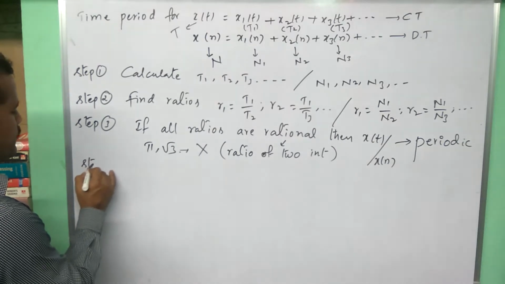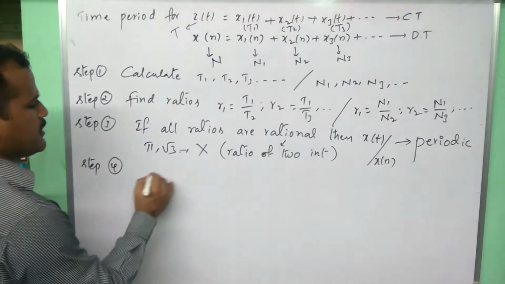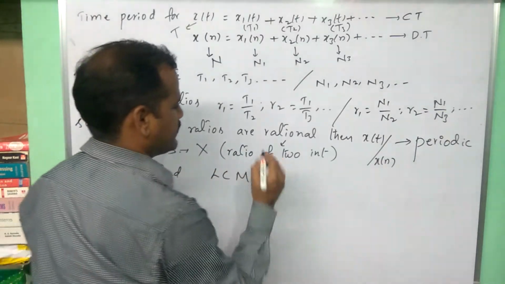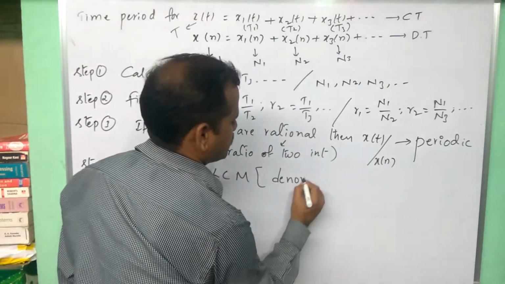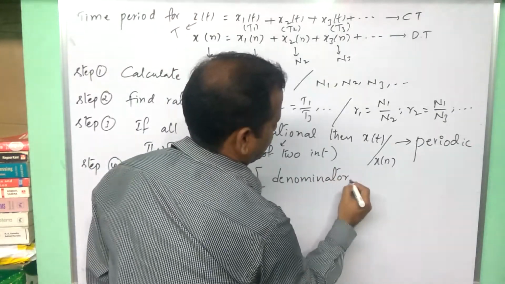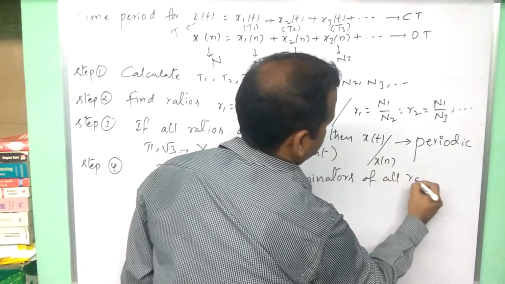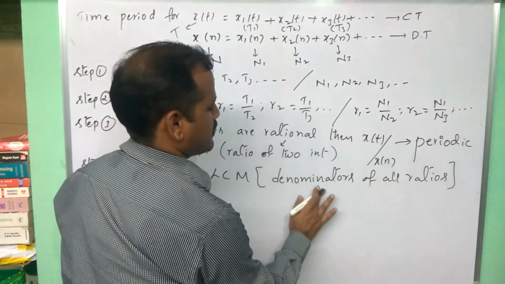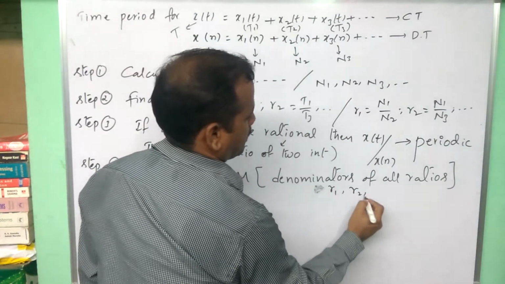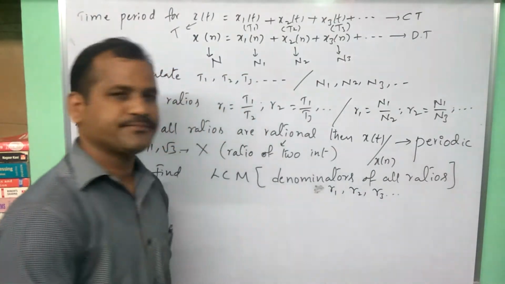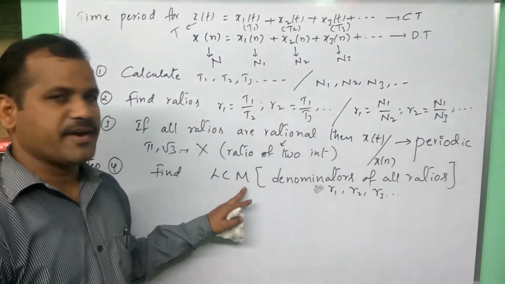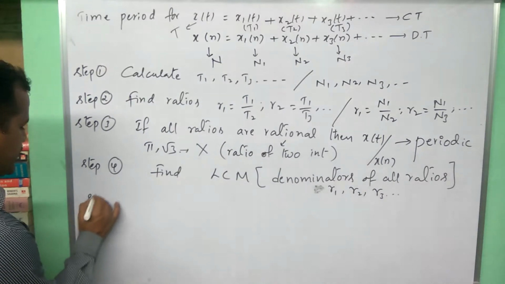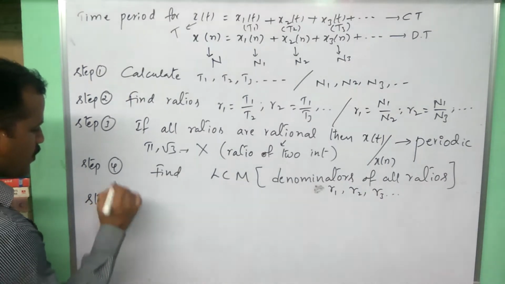In step 4, what we will do is find the LCM of denominators of all ratios like R1, R2, R3 and so on. How many? That many. So first what we are doing is finding the LCM for all the denominators only of the ratios. After finding the LCM of the denominators, in the last step, we find the time period.